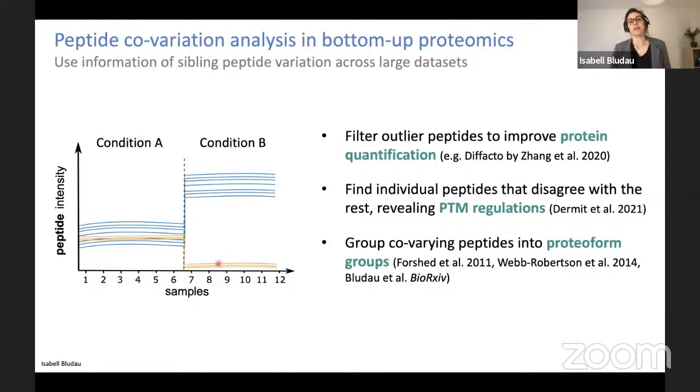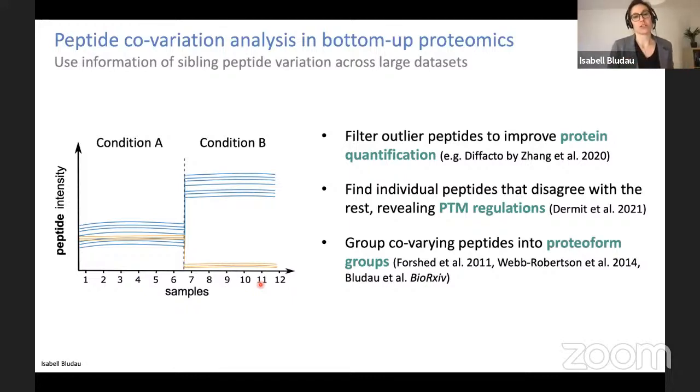And this can be explained by different strategies, but one thing that you can appreciate already is that if you do a classical bottom-up proteomics workflow and you just do protein quantification here, and you would consider all peptides, this would actually result in a fairly bad quantification based on these orange peptides. So now you can tackle these kind of problematic proteins by filtering out the outlier peptides to improve protein quantification.